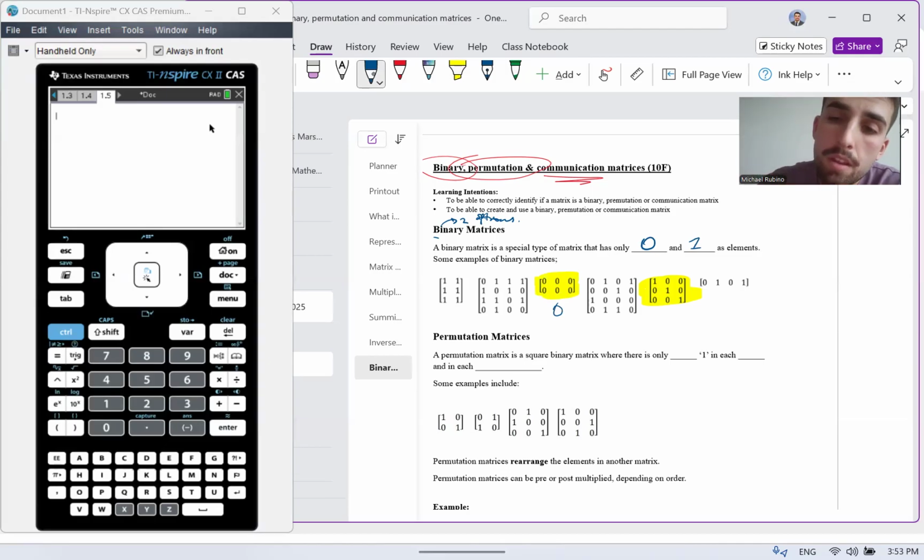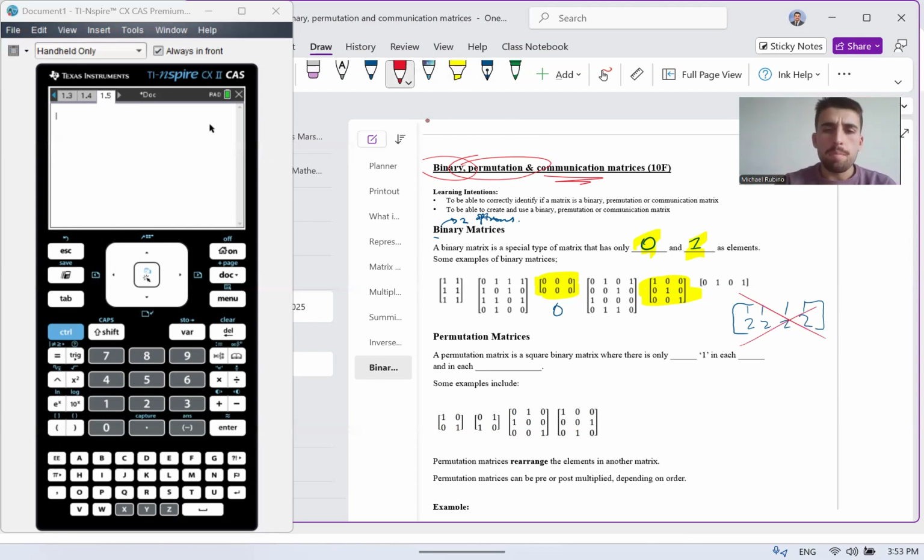Now, by definition of having 2 options, you would say this is a binary matrix as well. However, binary matrices only have these. So no, this is not a binary matrix.